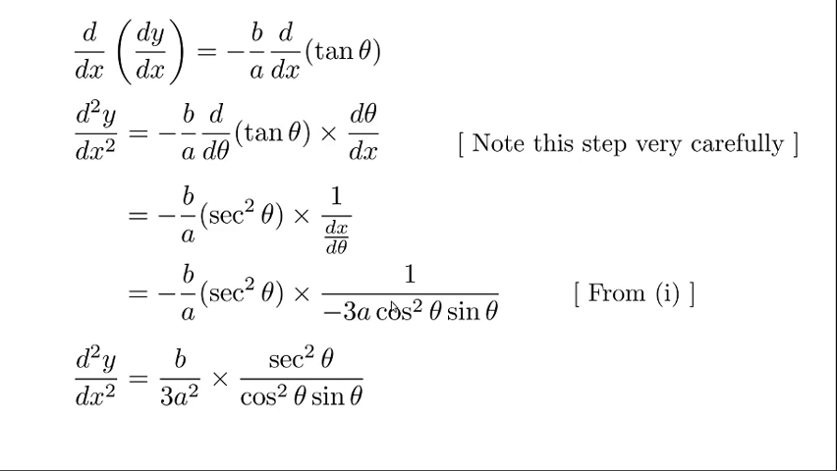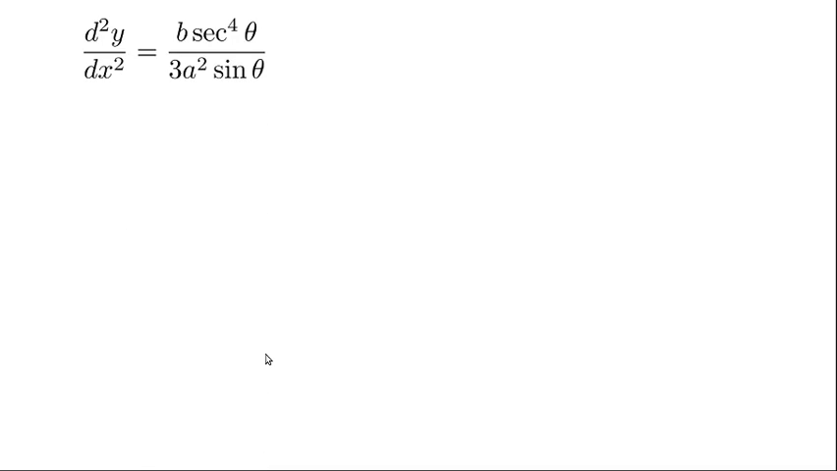Therefore it becomes minus into minus, which is positive, and b upon 3a square, sec square theta upon cos square theta sin theta. When this cos square theta goes to the numerator, it becomes sec raised to 4 theta. Therefore, d square y by dx square equal to b sec raised to 4 theta upon 3a square sin theta.